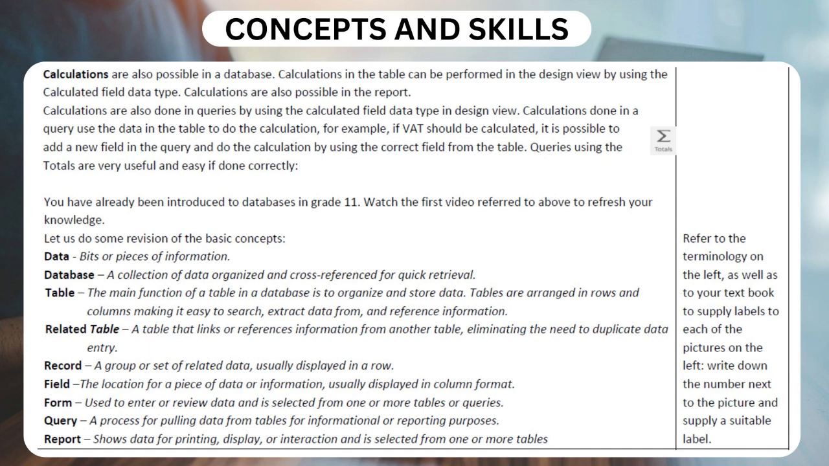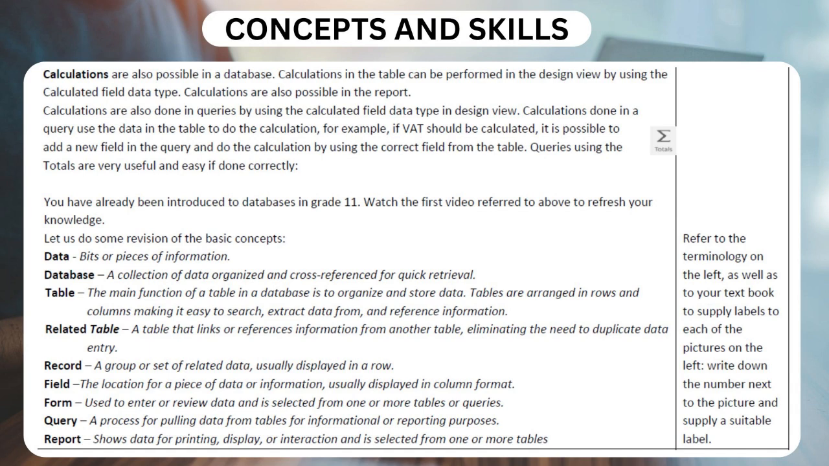Database: a collection of data organized and cross-referenced for quick retrieval. Table: the main function of a table in a database is to organize and store data. Tables are arranged in rows and columns, making it easy to search, extract data from, and reference information. Related table: a table that links or references information from another table, eliminating the need to duplicate data.